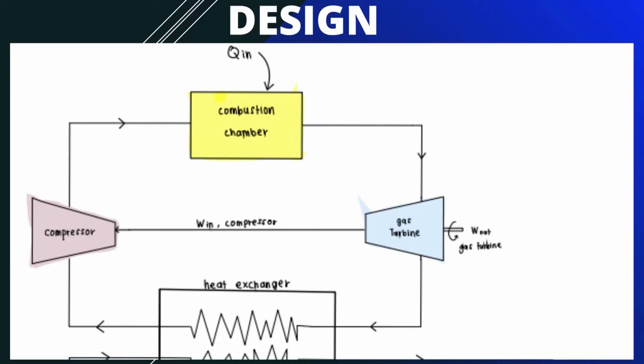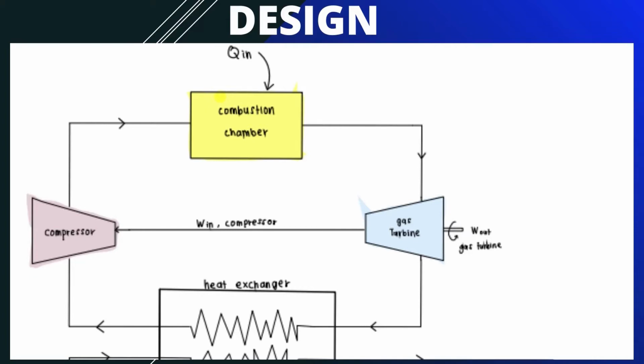So the first one is the diagram. In the diagram we have combustion chamber, gas turbine, steam turbine, condenser, heat exchanger, pump and compressor. When Q in enters the combustion chamber, it flows through the gas turbine and heat exchanger. The heat exchanger then flows through the compressor, which produces W in compressor.